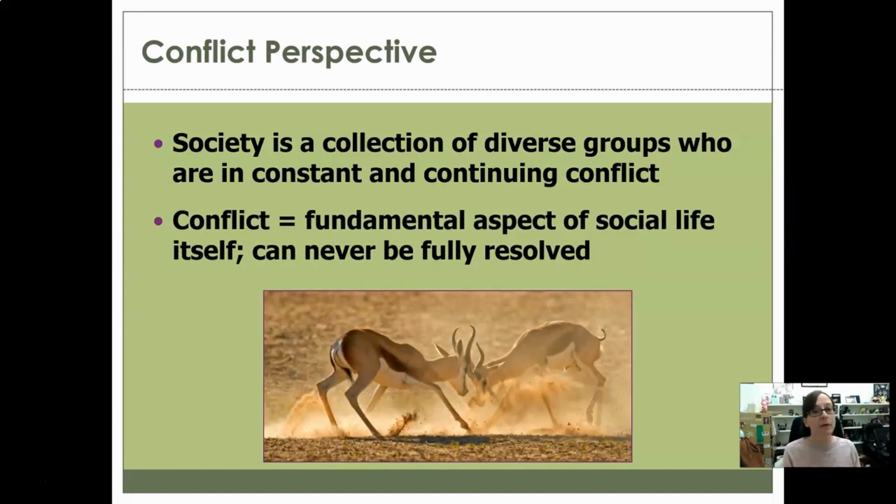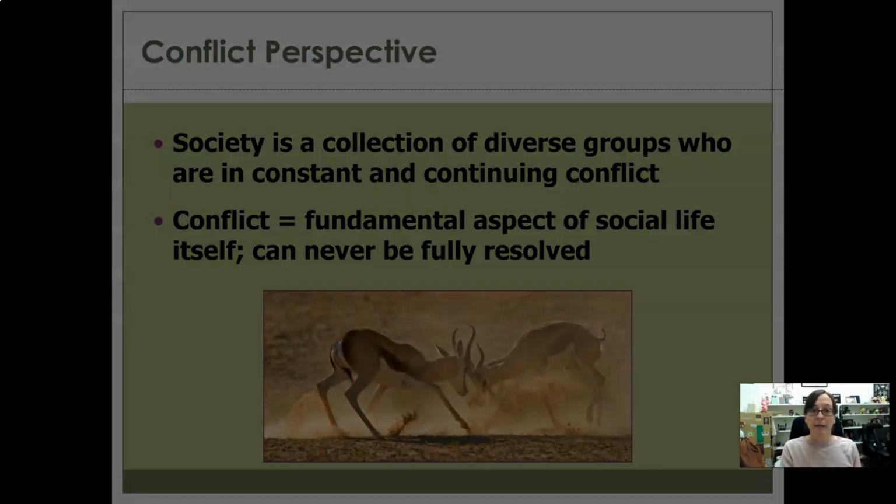You can't ever really resolve the conflict because people are so at odds and they think differently, and they will never agree about what's right or what's wrong or what should be in the laws. Everything is in conflict, and these groups will never be able to come to terms with that.